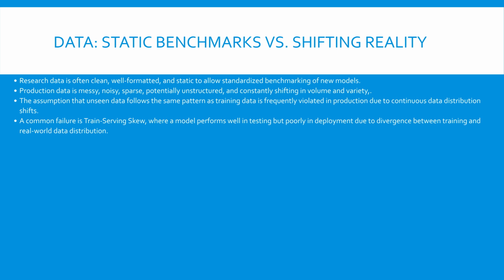This divergence or difference between training data and live data is called a data distribution shift. If this shift occurs, the model might not generalize well, leading to poor predictions. A specific failure related to this is called train-serving skew, where a model trained on clean data performs poorly when deployed on real messy data.